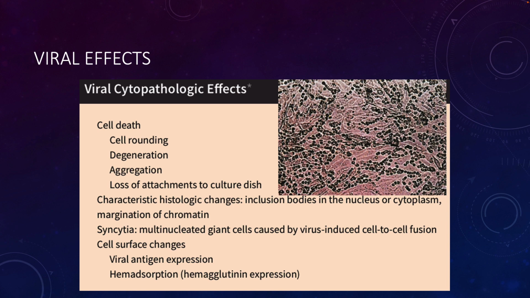Some of the other cytopathic effects you can see here include cell death, those histologic changes, including the inclusion bodies, differences in how the chromatin looks, the syncytia, those giant multinucleated cells, and various cell surface changes. So why am I showing you this when I'm telling you you're often not going to be doing viral culture? How are you going to see these things under the microscope? Well, you may be given a tissue biopsy from your patient. So you might be looking at an actual patient sample where you can see these cytopathologic effects.